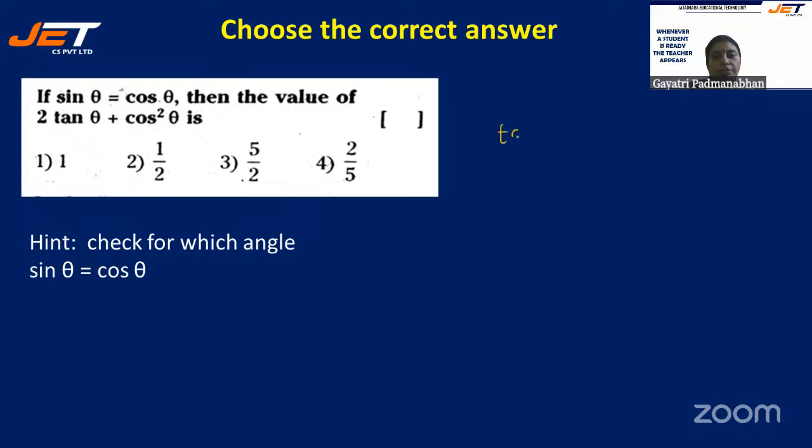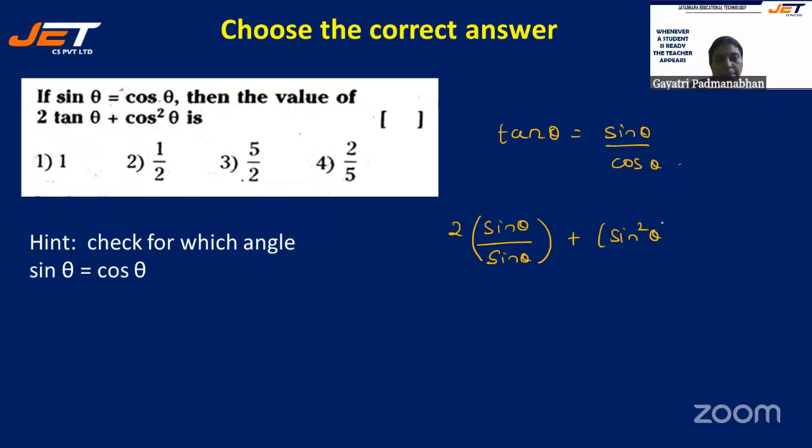One thing we know is tan theta is sine theta by cos theta. So now let us take the value of 2 into sine theta by cos theta, where sine is cos. Cos square you can write as sine square. So 2 into the cancelled term means 1 plus sine square theta.